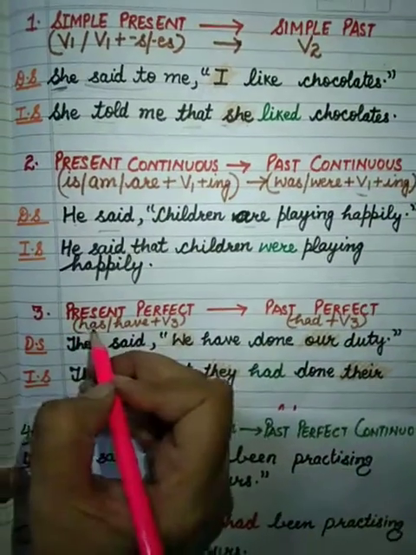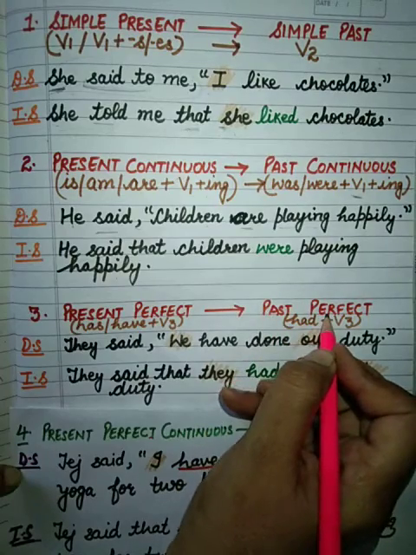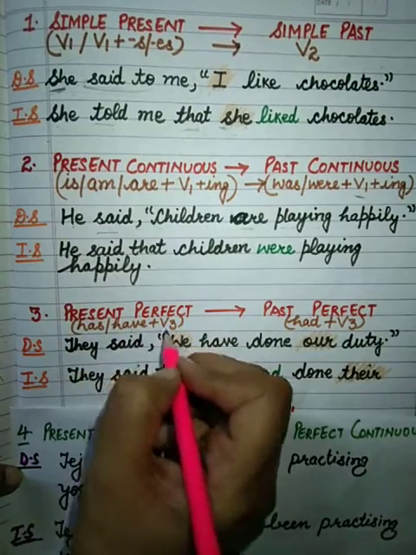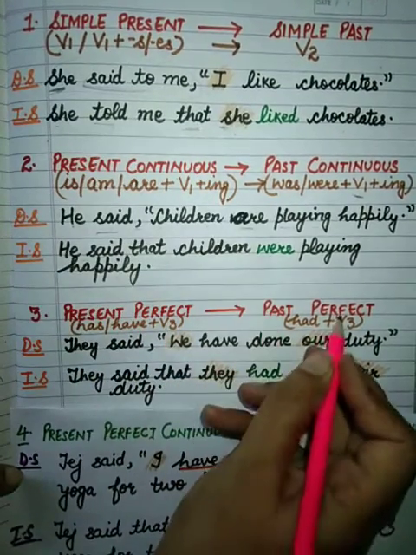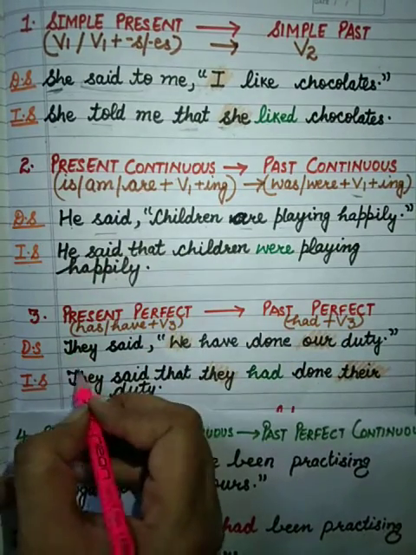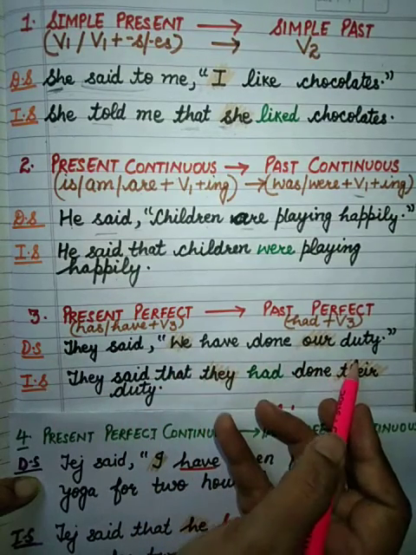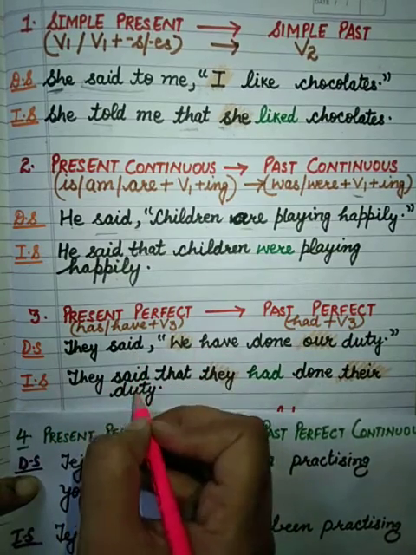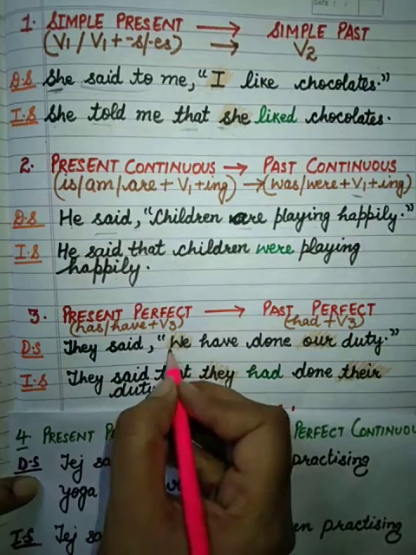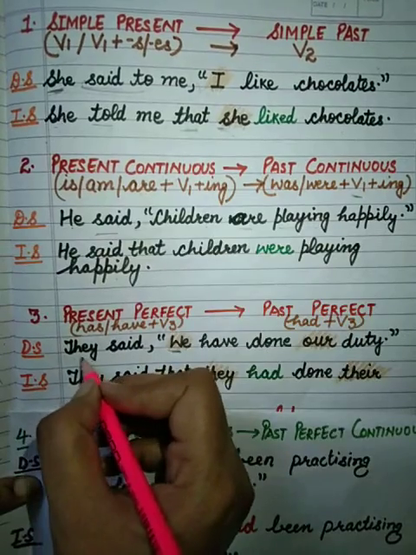Third is present perfect tense, which changes into past perfect tense. Fine. In present perfect, we use has or have plus third form of verb, and in past perfect, we use had plus third form of verb. Direct speech, they said, we have done our duty. They said will remain same. Remove quotation marks, add conjunction that. They said that, we is first person pronoun and it will change according to the subject, and subject is they.